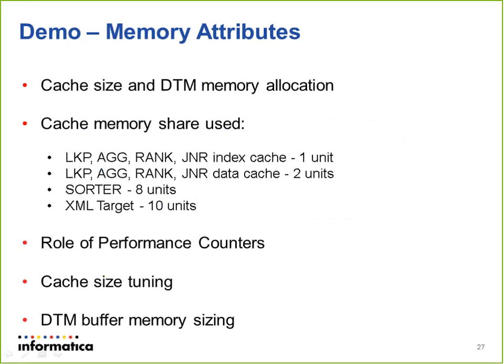Each transformation cache is worth a certain number of units, with each unit counting as a share of the total allocated memory. Lookup, aggregator, rank, joiner index cache gets 1 unit of the memory share. The data cache of these transformations gets 2 units of the share. Sorter gets 8 units, and XML target gets 10 units. Let's go to the PowerCenter clients to see the mapping and the session attributes and their impact on memory values.